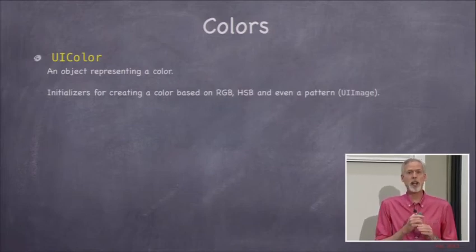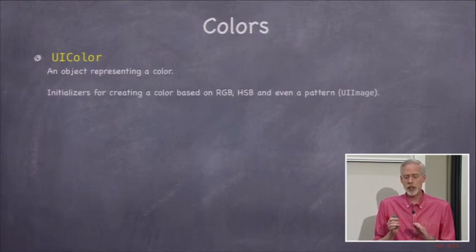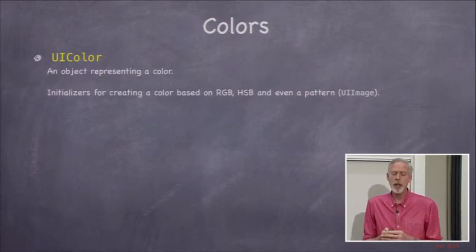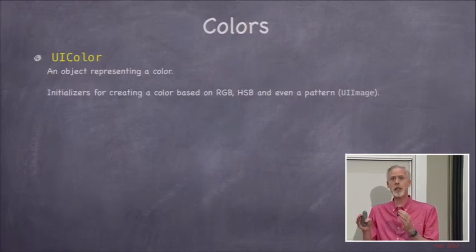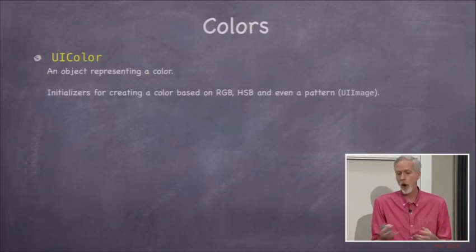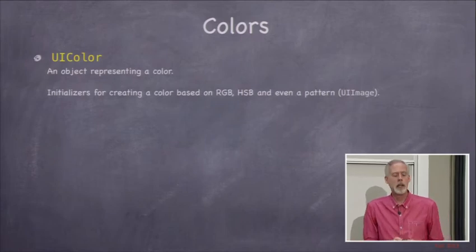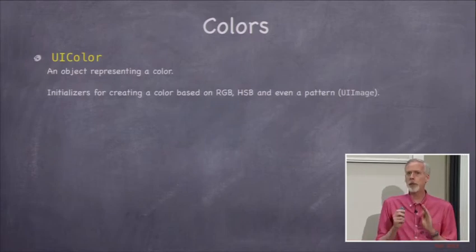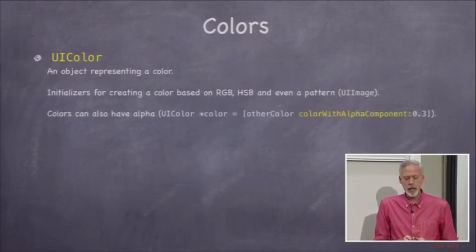The color can be represented in so many different ways. RGB, red, green, blue, right? HSB, that's hue, saturation, and brightness. You can even be a pattern. Okay, so you can have a color that is a UIImage pattern in there, and when you draw with that color, it'll draw with the pattern. So color, super powerful, but nice and simple API.